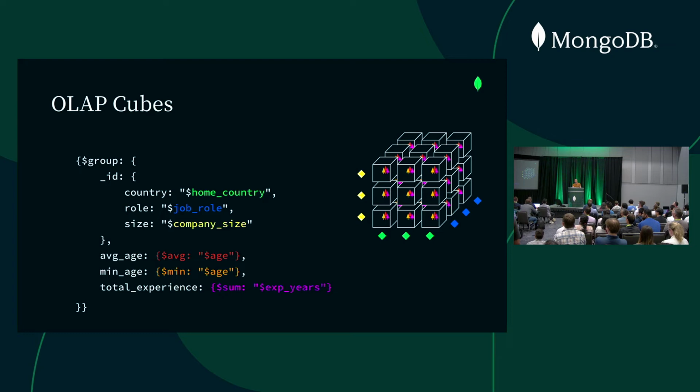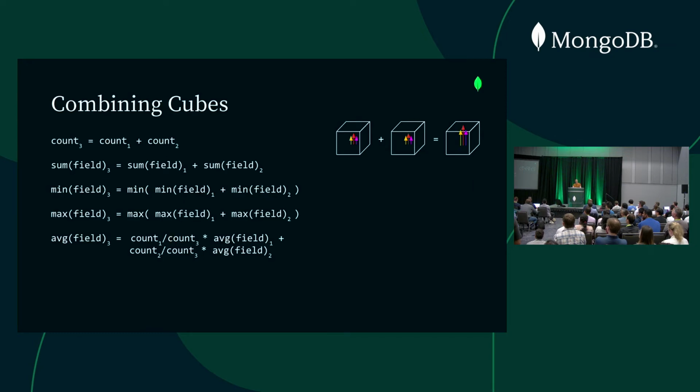And I can also combine these cubes again. So what does that look like? This works. I can add up cubes again to get the result because these operations are associative and commutative. This means the order doesn't matter, and I can recombine already calculated results. For counts and sums, that's quite simple: I just add up the intermediate counts and sums. For minimums and maximums, I take the minimum of the minimums, the maximum of the maximums. And for average and standard deviation and so on, it also works. The formulas get a little bit more complex, but you can do that. So I can combine cubes.